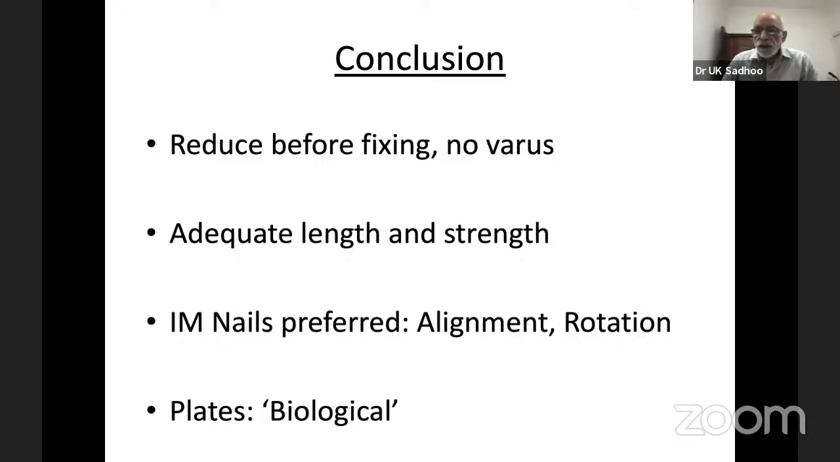The nail will follow the path of the reamer. If it is a procurvatum or that kind of deformity, then your nail would hit the anterior cortex because of its natural anterolateral curve. So you could cause more damage.